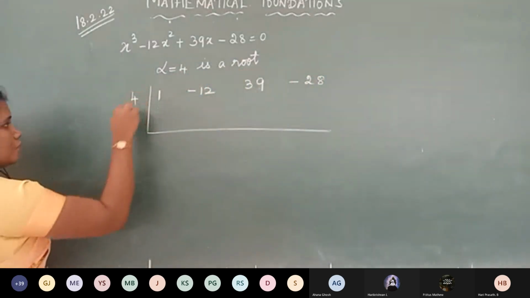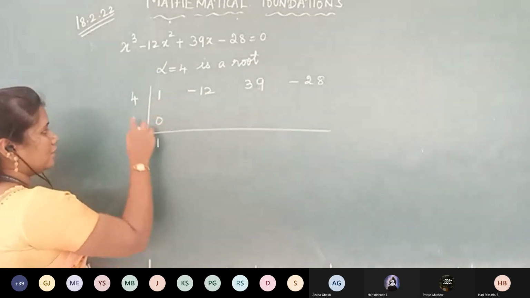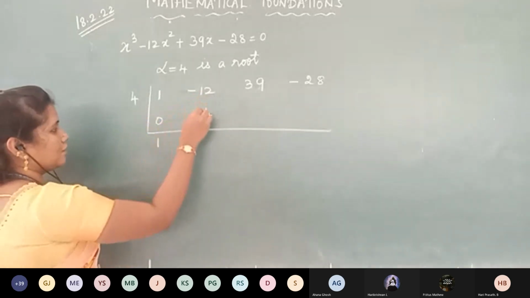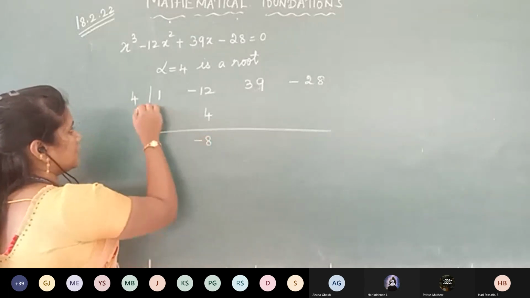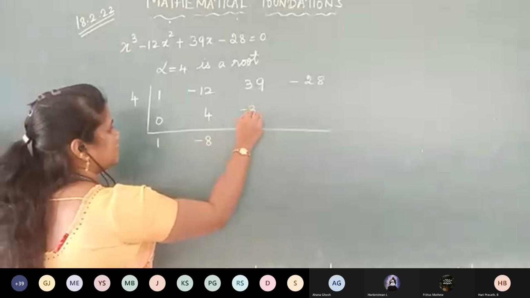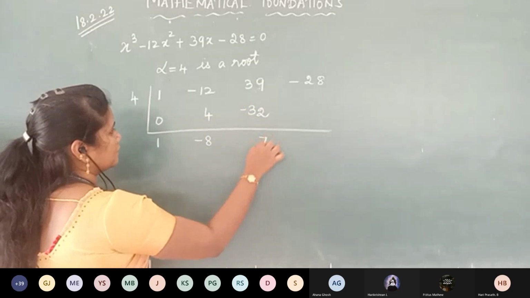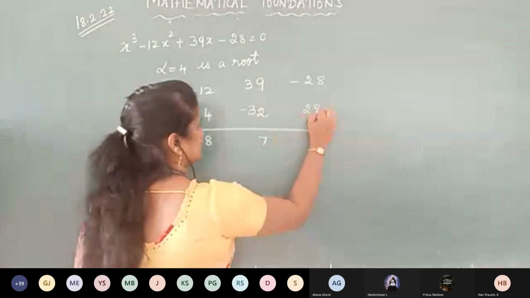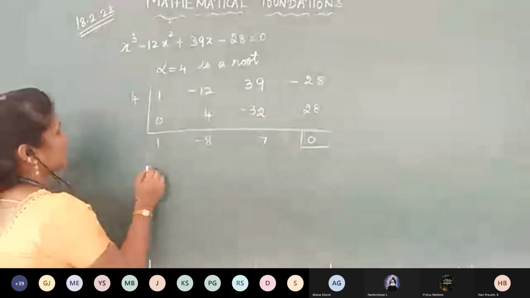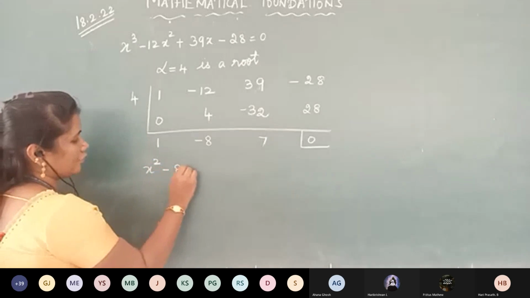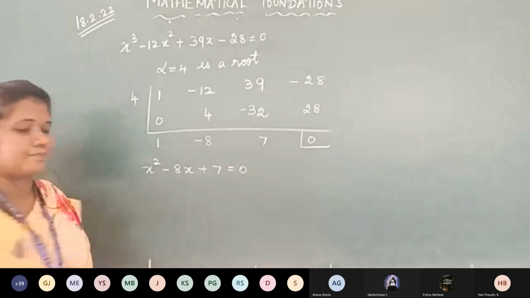Okay, so 4 is one of the roots. So do it: 1, 4, minus 12 plus 4 will become minus 8. Minus 8 into 4 will become minus 32. So that will become what? 7. 7 fours are 28. Okay. So we have got this equation. We will take it as x square itself so that it will be easier for you to solve. x square minus 8x plus 7 equal to 0.